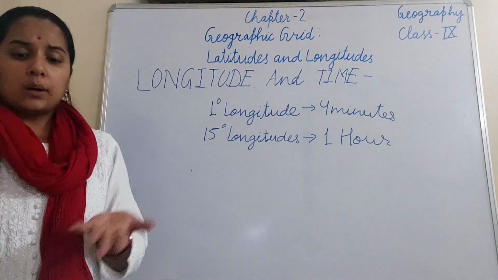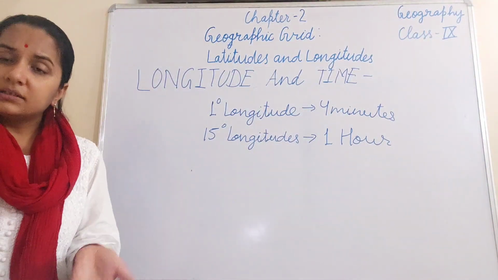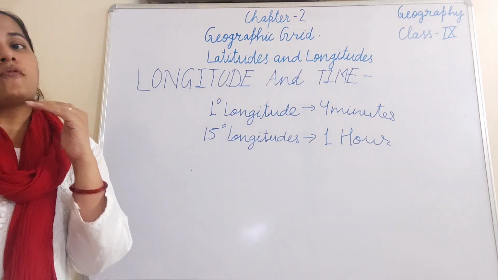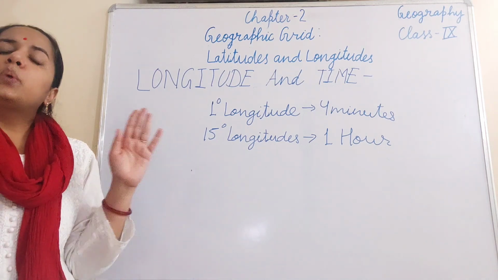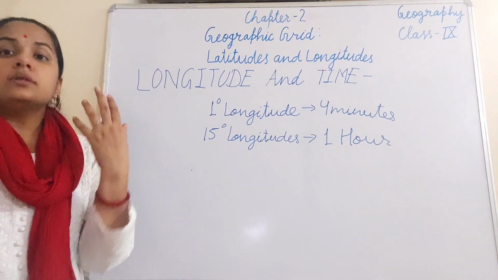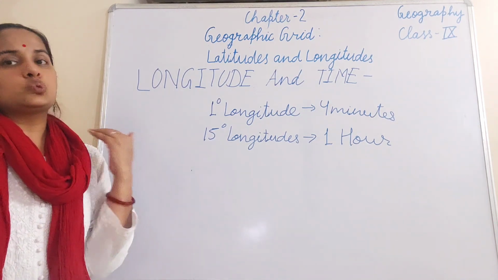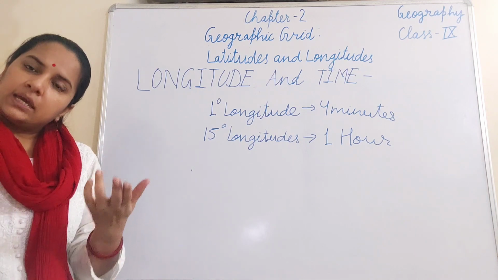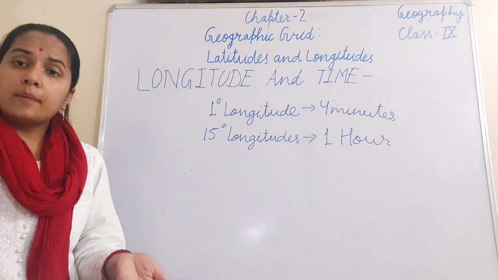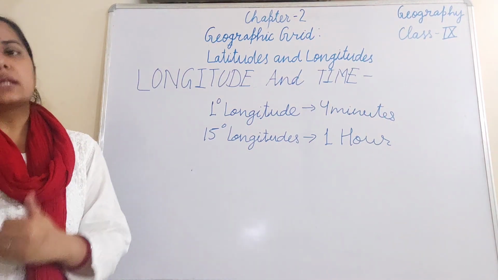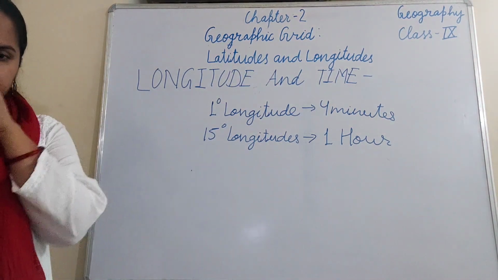But if we talk about the west, the time will be less. In the east, we will add the time. In the case of west, the time will be less, because the earth rotates from west to east. The direction of the rotation of the earth is from west to east. So whenever we are calculating the time eastward, it will be added, and whenever we are taking the time in the west side, the time will always be less.